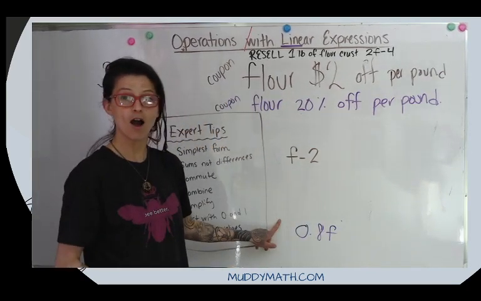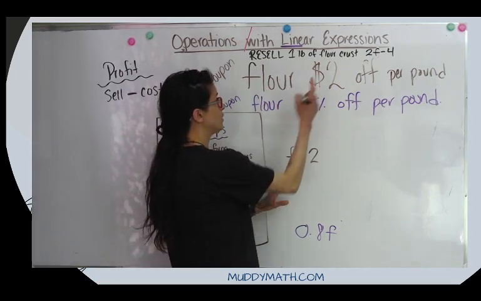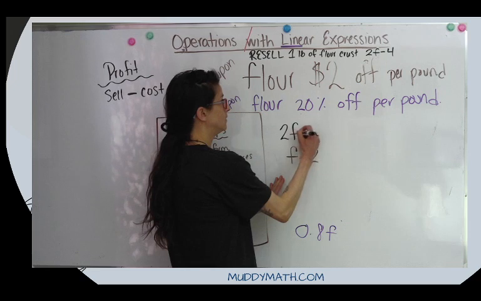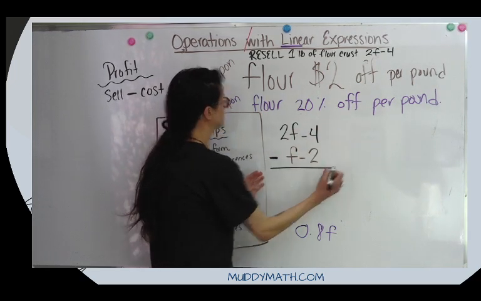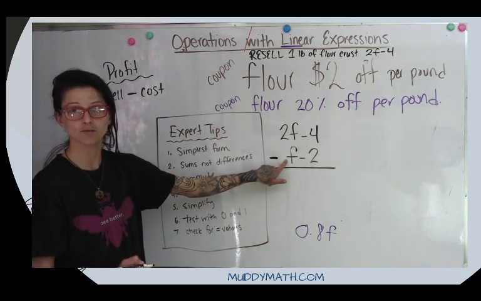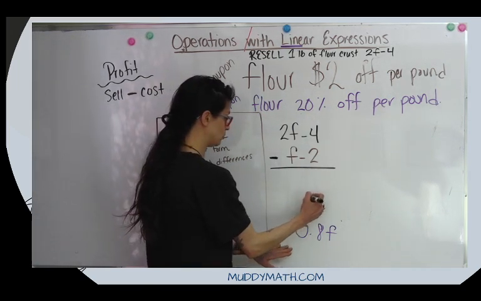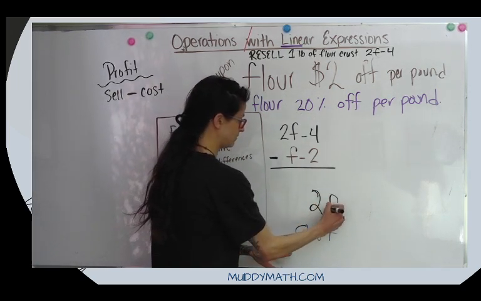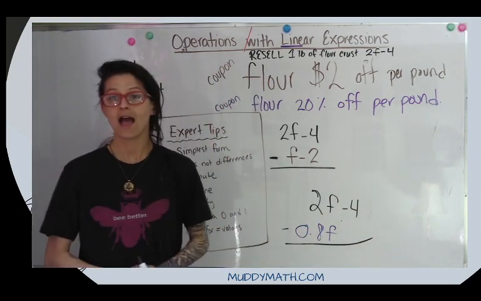So we want to subtract our costs from what we're selling it for. So we have 2F minus 4, and then we need to subtract our cost. This is what we're selling it for. That was our cost for $2 off per pound of flour. Again, here we're going to do 2F minus 4. And we're subtracting how much we paid.